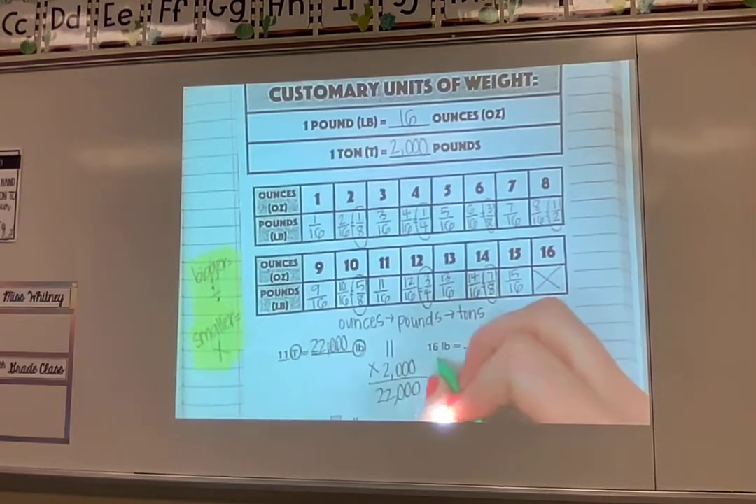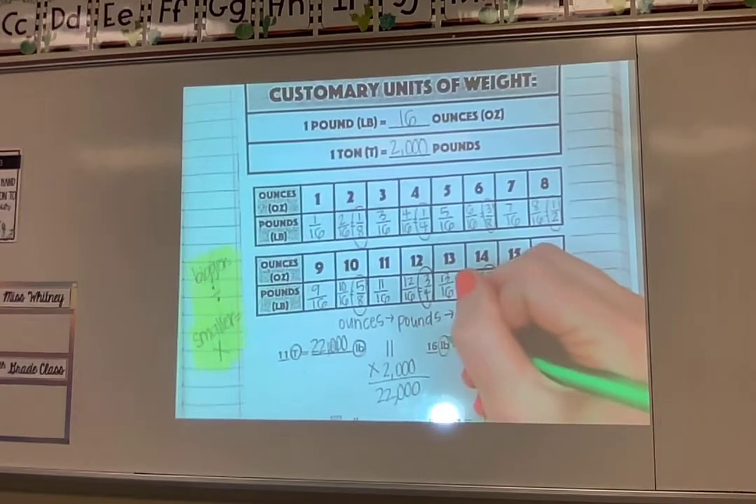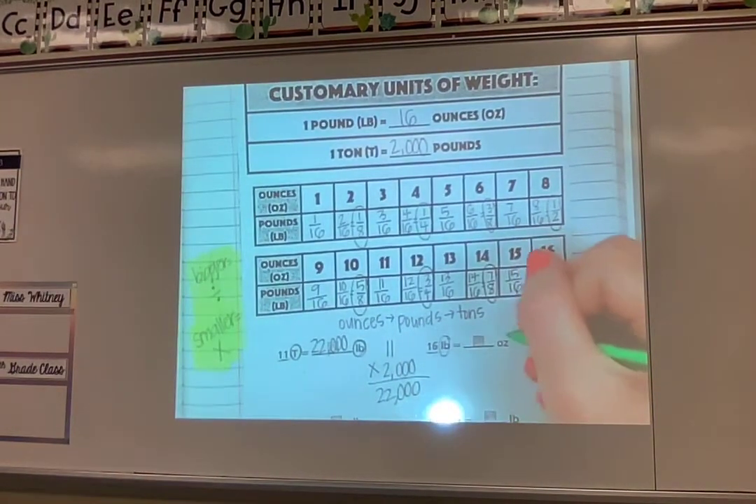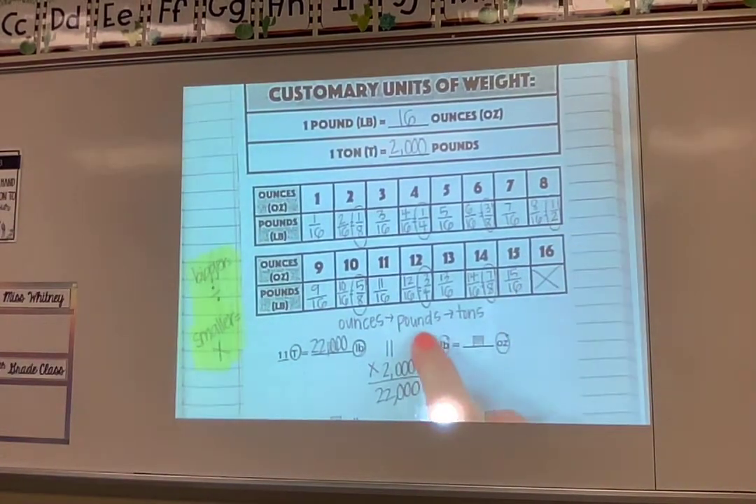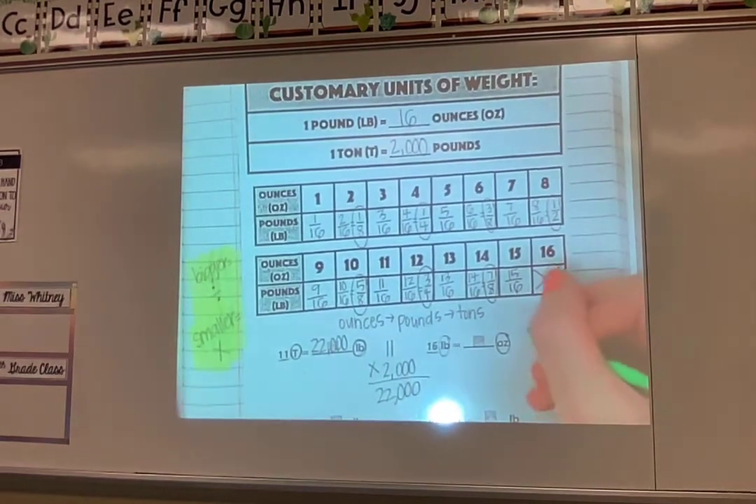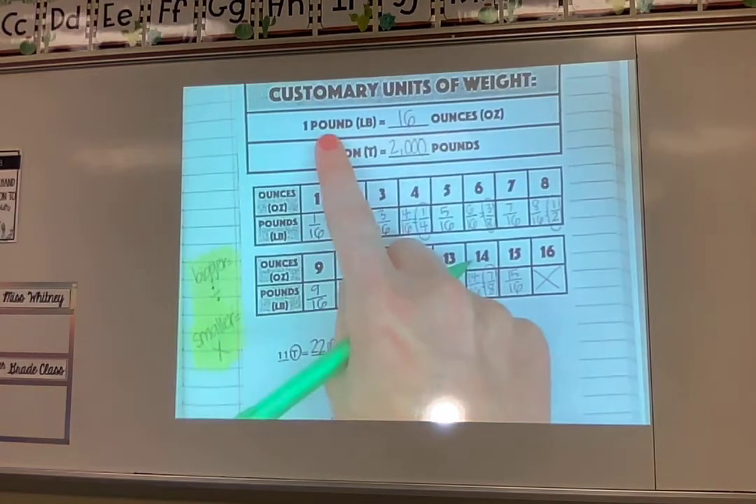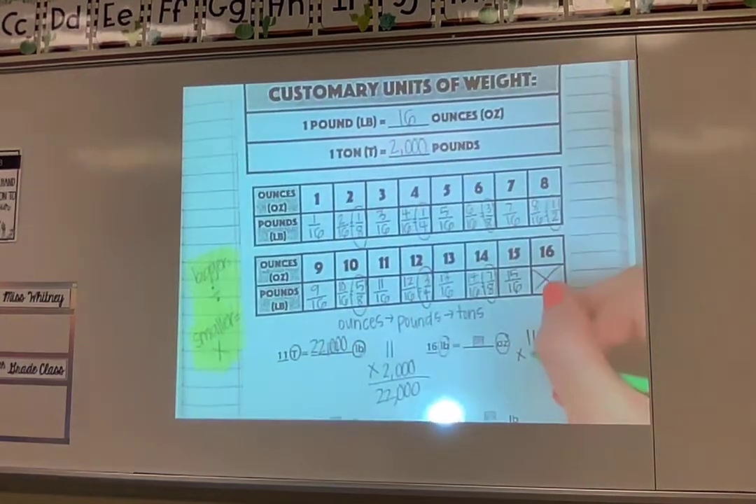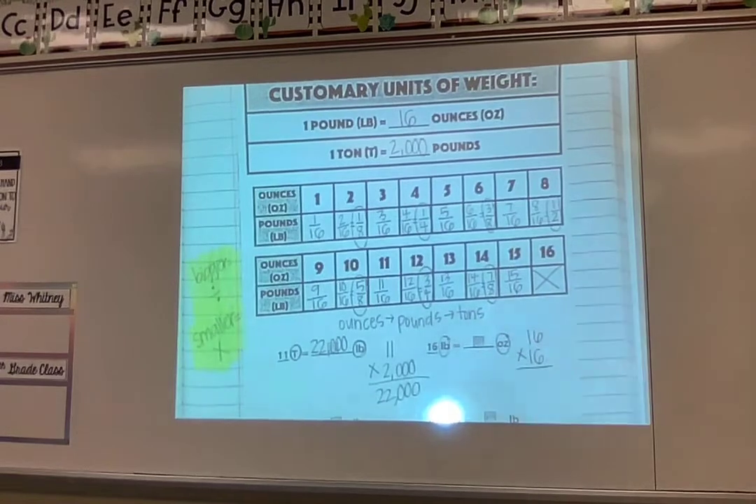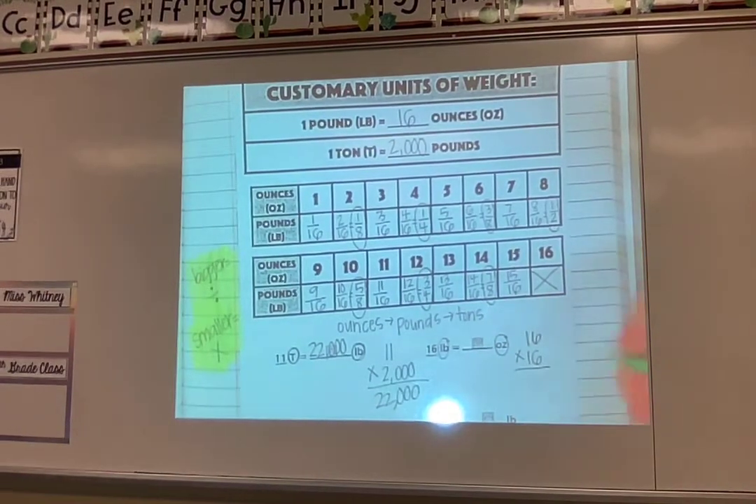Let's try another one. 16 pounds, and I'm going to ounces. So pounds to ounces, we're getting smaller again. So I'm going to take 16 times, then I'm going to use my chart to help me. Ounces and pounds. How many ounces are in a pound? 16. Ooh, we're going to have to work that out. 16 times 16. We don't know our 16 facts.